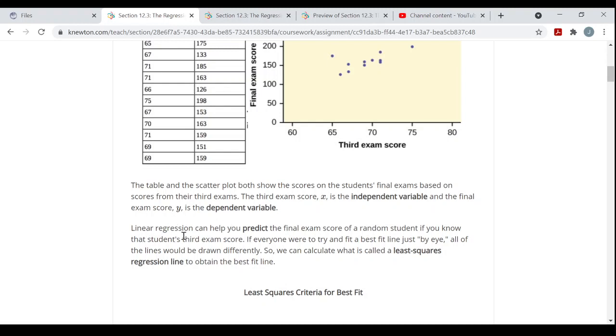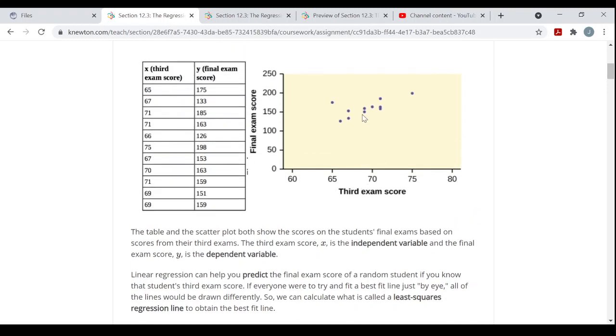Linear regression, right, finding this best fitting line, can help you predict the final exam score of a random student if you know that student's third exam score. If everyone were to try and fit a best fit line just by eye, all the lines would be drawn differently, right? If you were told to look at this data and try to throw a line in here that best fits it.